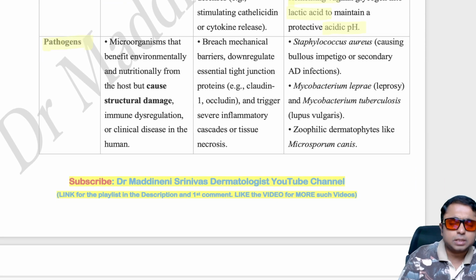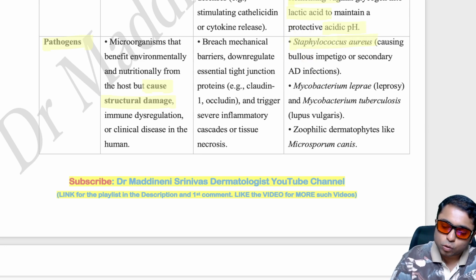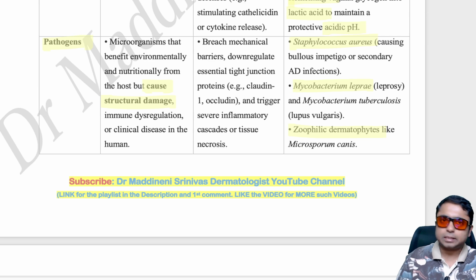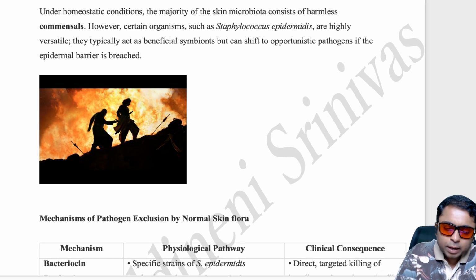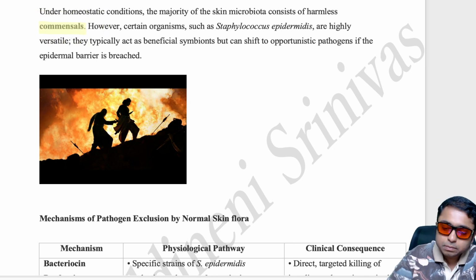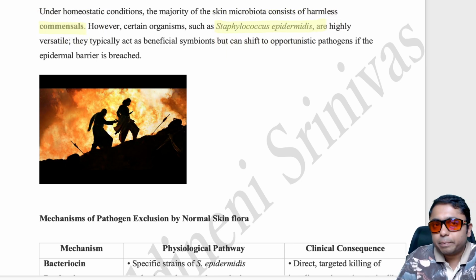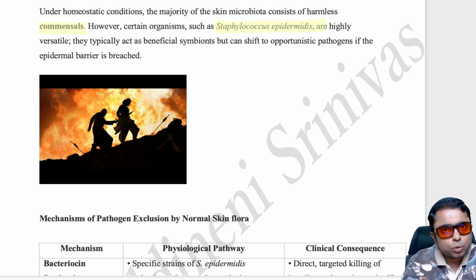Now pathogens, what are pathogens? Obviously they cause structural damage, and you all know the important pathogens: Staphylococcus aureus, Mycobacterium leprae, and certain zoophilic dermatophytes, right? These are the ones which you need to remember. But very interestingly, the commensals and also sometimes the symbionts like Staphylococcus epidermidis are very versatile, and strictly speaking they do not cause any infections in the host in whom they are living.